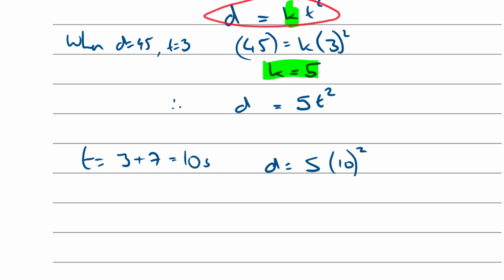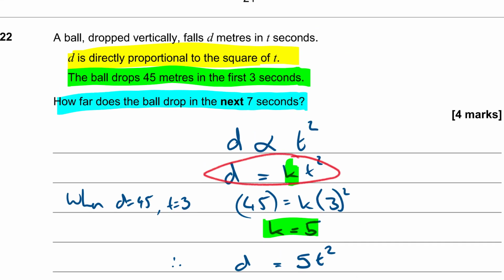Well, 10's a whole lot easier to square. 10 squared is 100 and times 5 is 500, isn't it? So it's 500 what? 500 meters.